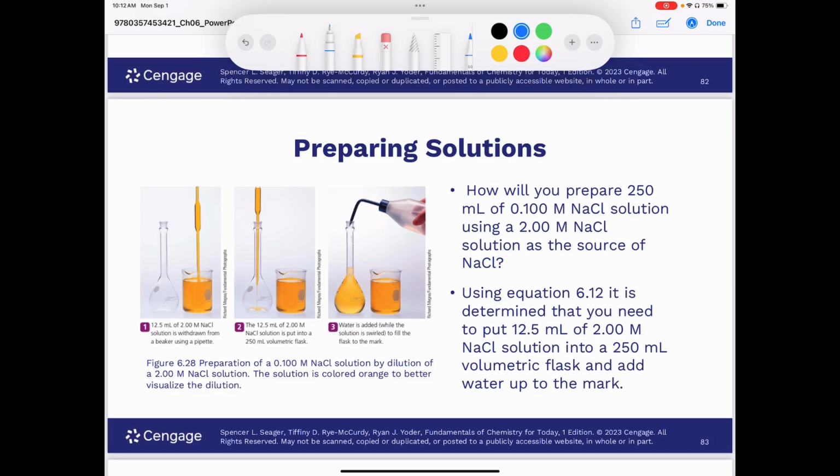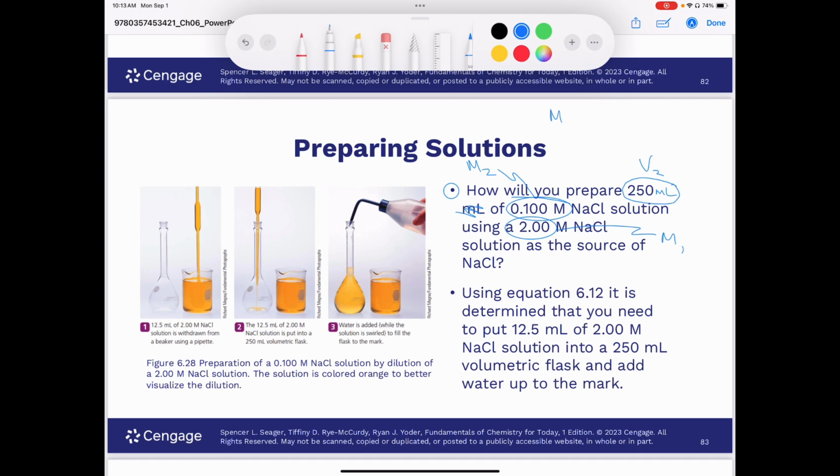Okay, so let's say you wanted to prepare 250 milliliters of a 0.100 molar sodium chloride solution using a 2 molar sodium chloride solution as the source. So what they're telling you is that this is the final volume you want. So this would be your V2. This is the final concentration, so this would be your M2. And this is the stock solution, the concentrated solution you're starting with. This would be the M1.